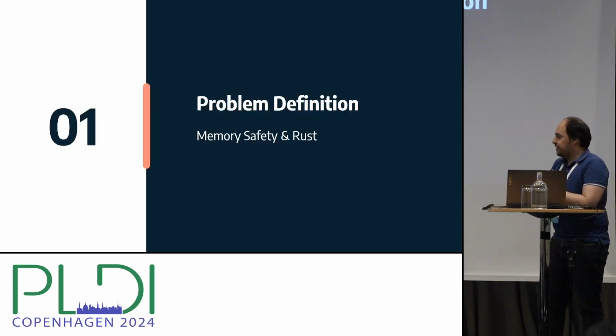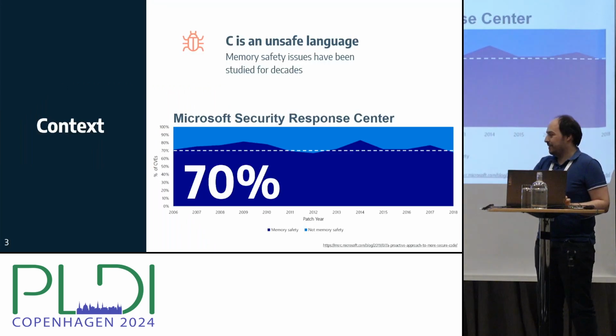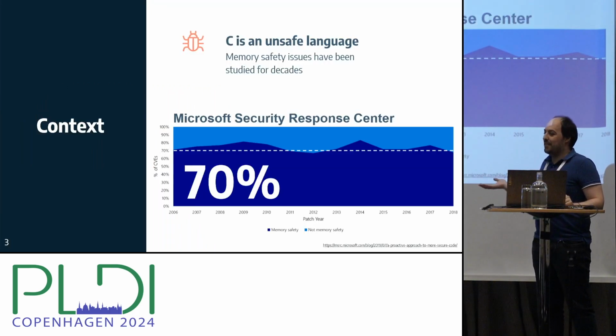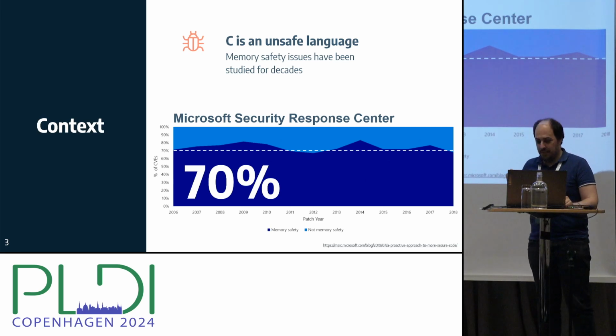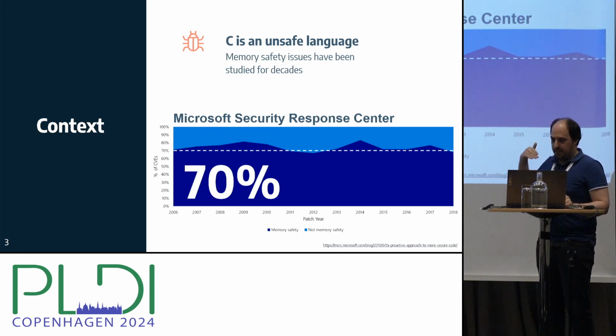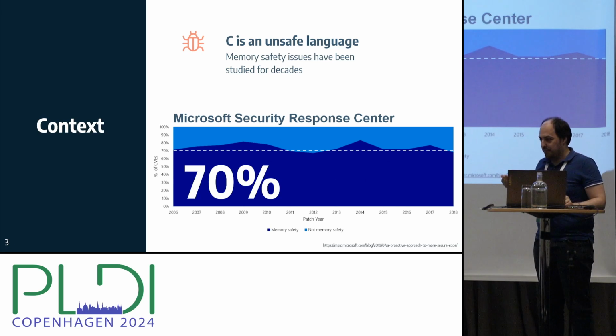So first, why do we care about memory safety? It will not be a surprise to anyone if I say that C is an unsafe language, a very unsafe language. And if we go to the CVEs, we can see the vast majority of them every year are about memory issues, okay? So there are several approaches to solve this.